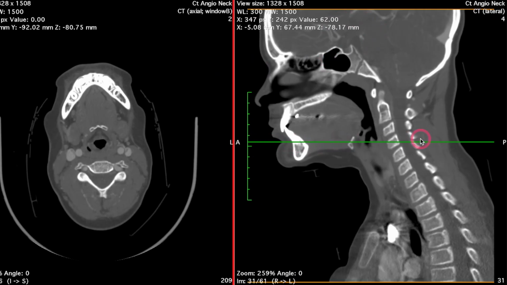This green tracker line here corresponds to how high or low this axial slice was taken. So you can see that this axial slice was taken right here. All right, so there are 7 cervical vertebrae, and this slice right here is denoting the C4 vertebra.